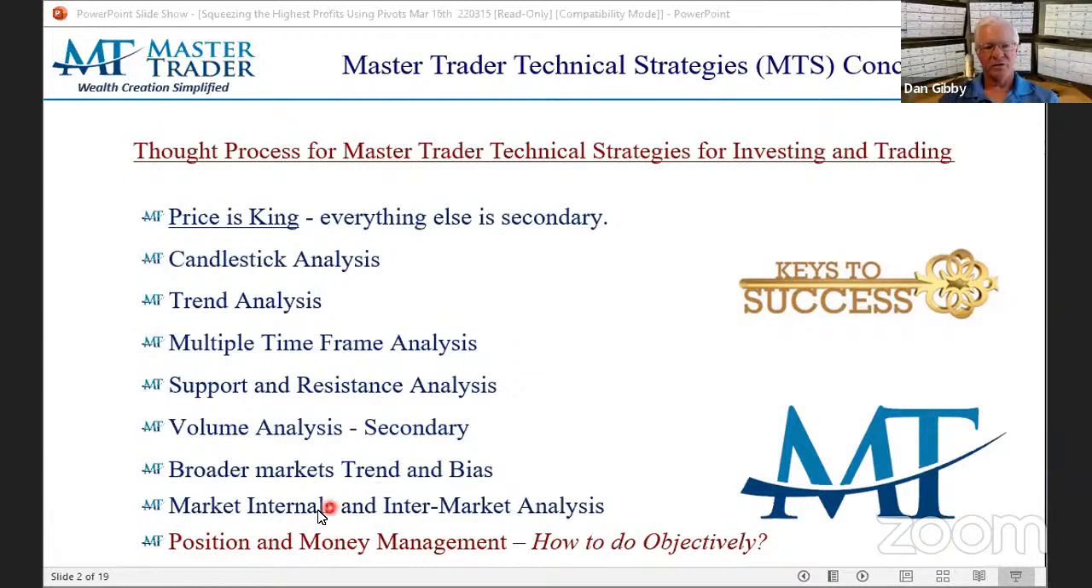And now here's one component of today. I mentioned we're going to be looking at pivots for trend analysis, support and resistance analysis. But the part about objectively getting higher profits, that's our position and money management component of this approach.